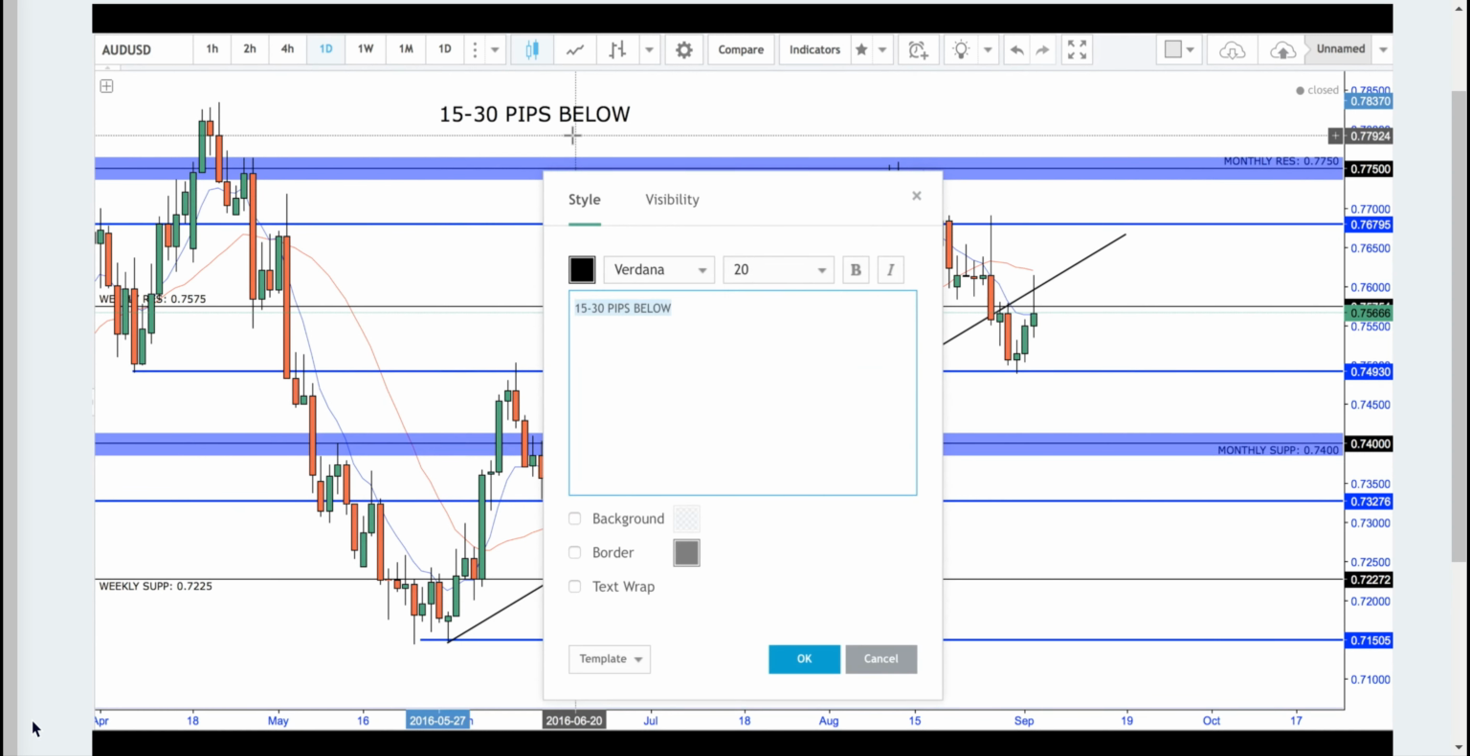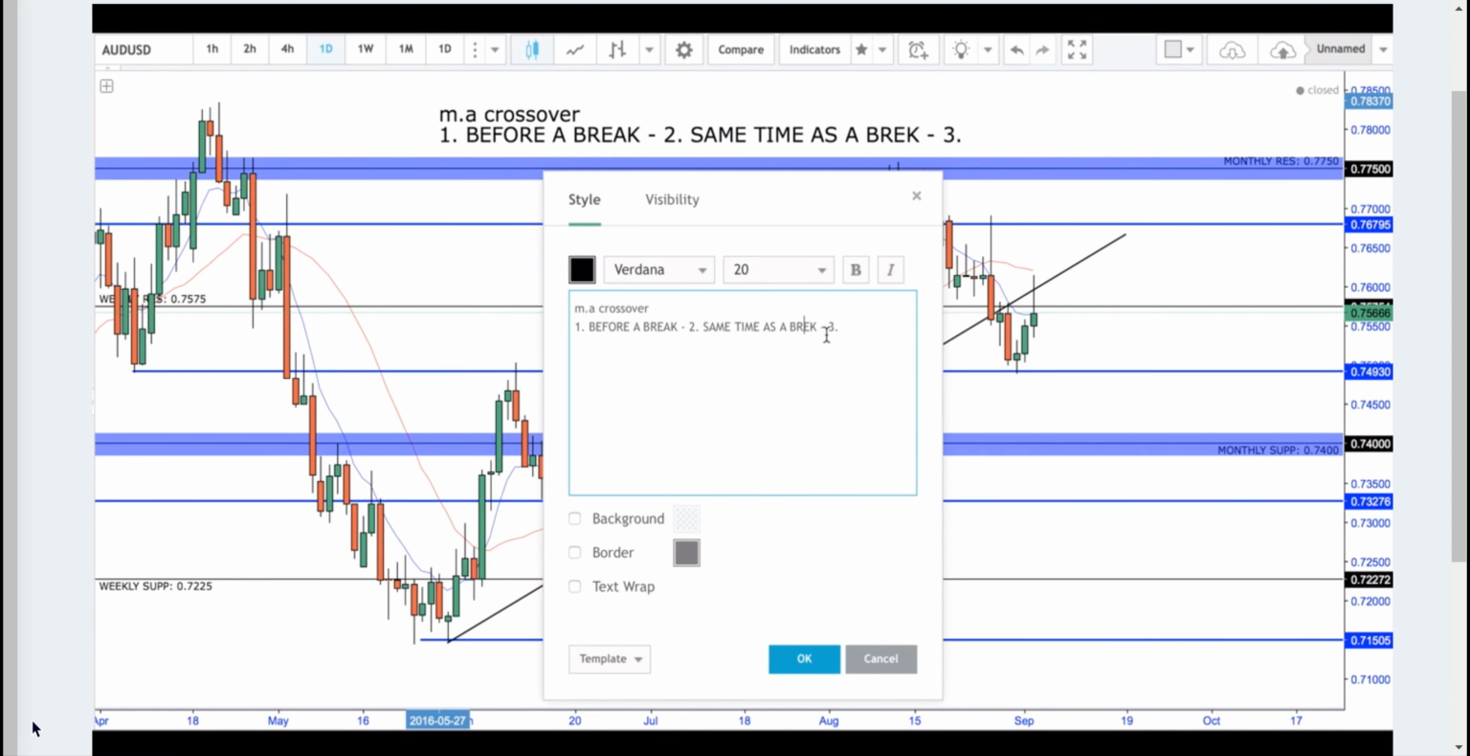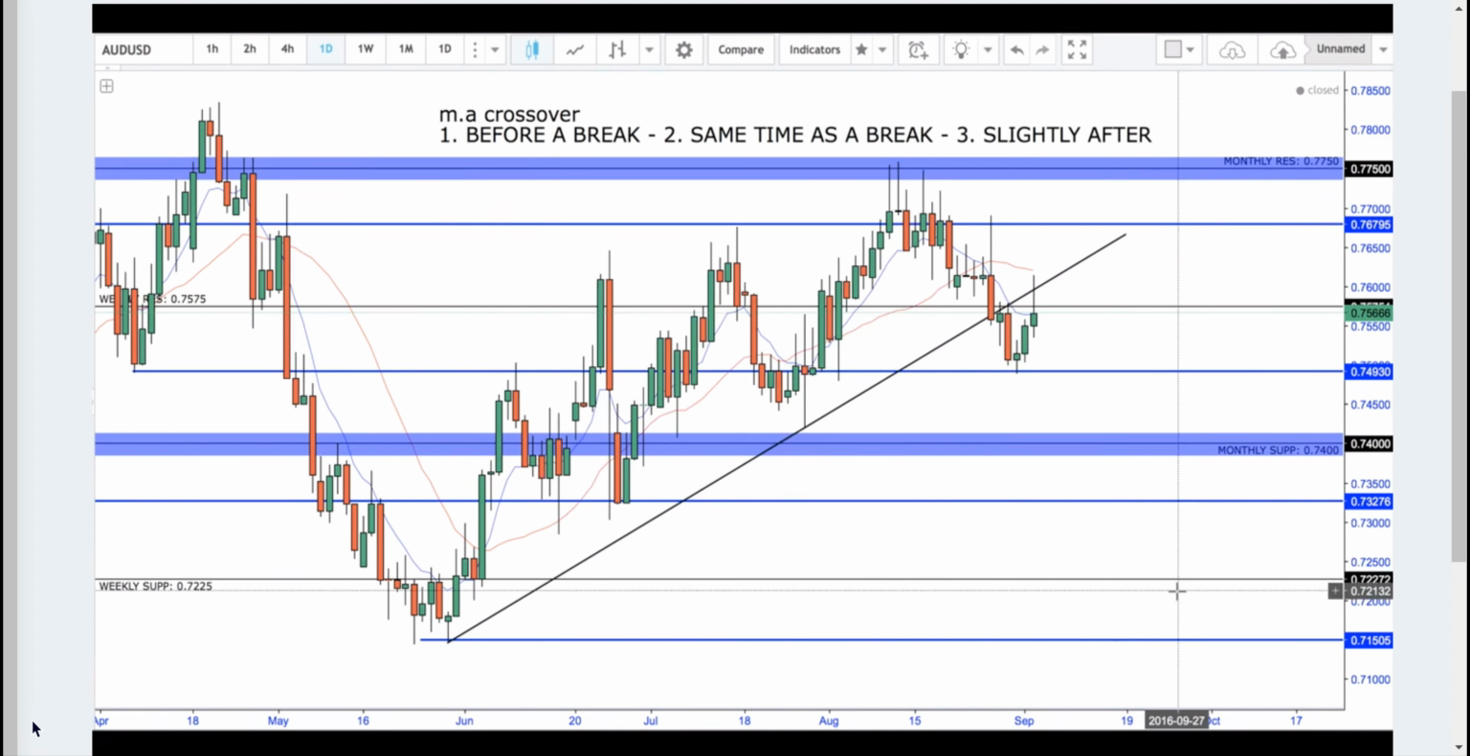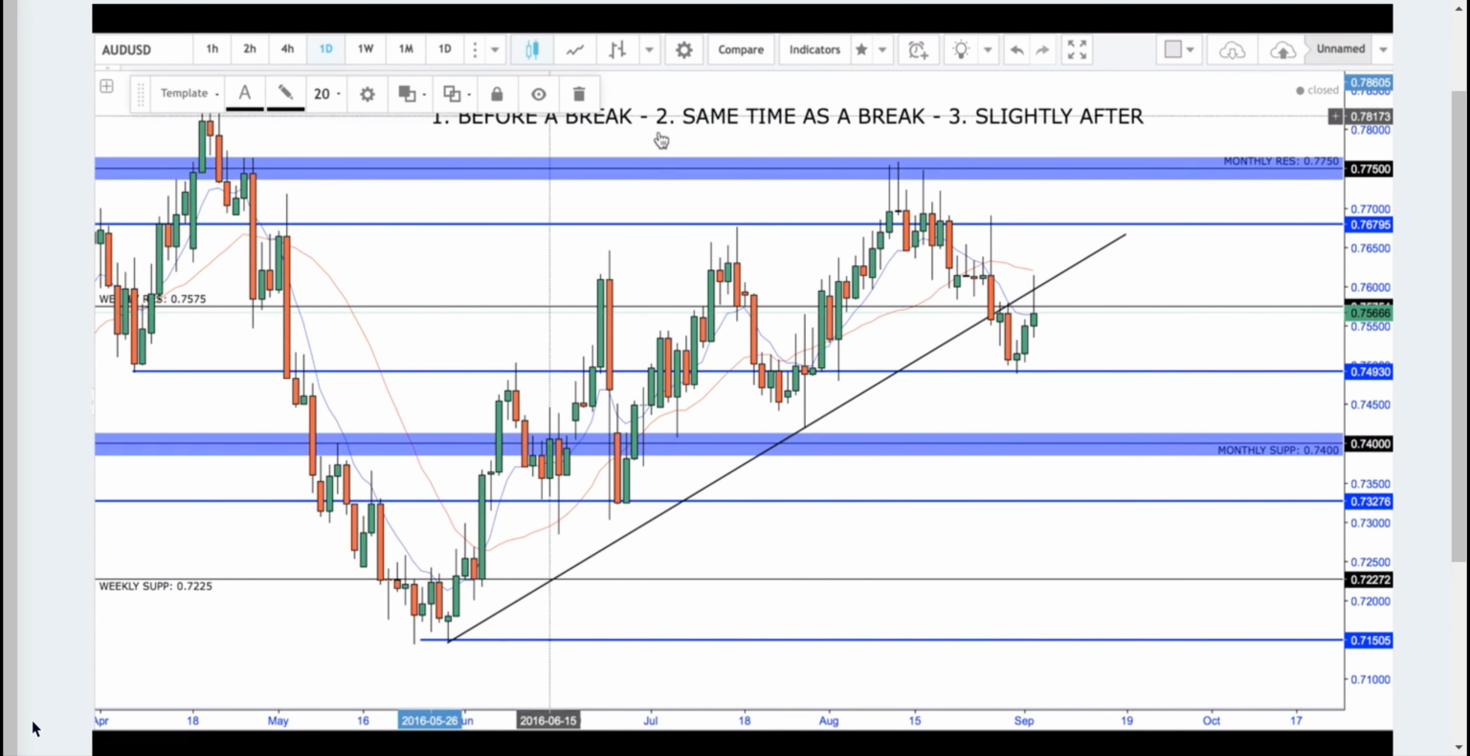Right, so we have the MA cross. Now the MA crossover is going to come, one, before a break, two, at the same time as a break, or three, slightly after the break. Now this is in fact in the book in the moving average crossover section.